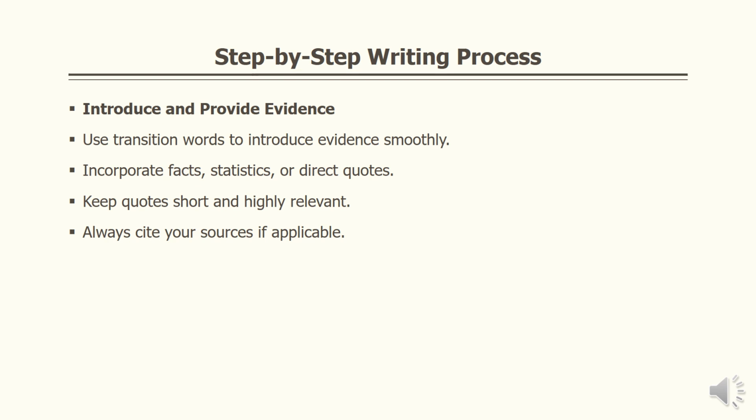Of course, after the topic sentence, the next step is that we provide evidence. We use transitions to introduce evidence smoothly, and incorporate facts, statistics, or direct quotes. This is what we do in providing evidence for the topic sentence that we write at the beginning of the paragraph. If you're using a quote, you have to keep it short. And if you are referring to a source, then we have to cite.